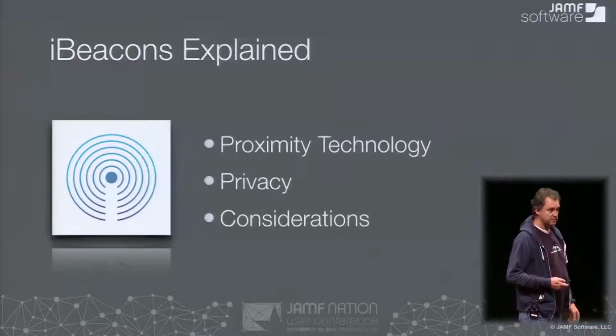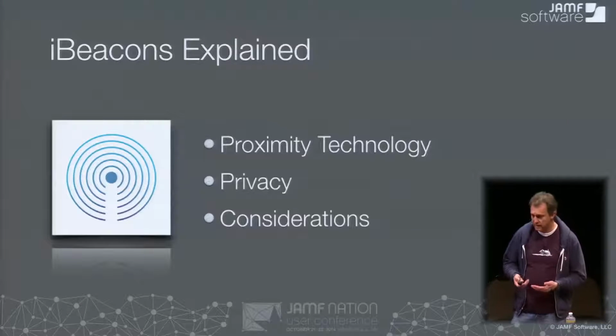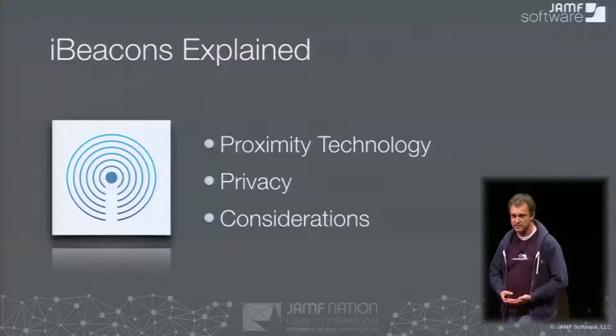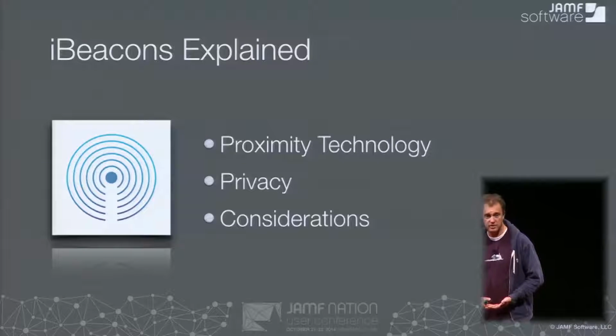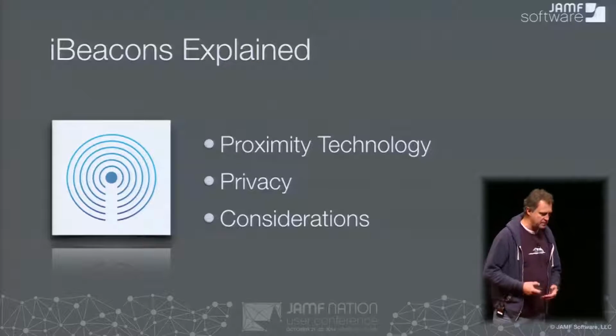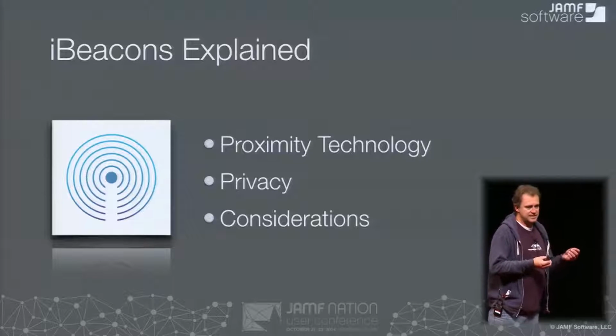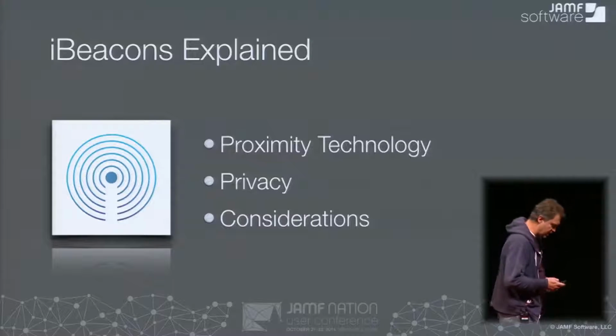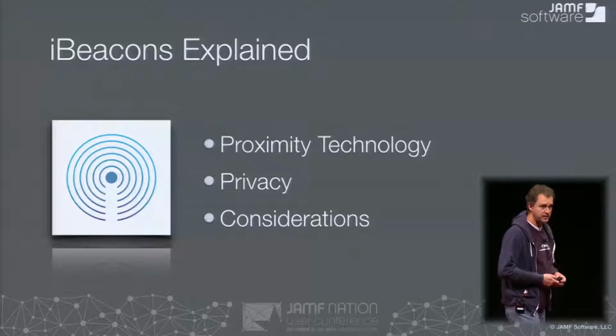So let's talk a little bit about iBeacons, the technology in general. Probably the key thing to remember about iBeacons is that it's a proximity technology, not necessarily a location technology. What do I mean by that? Well, it means that the iBeacon doesn't necessarily know where it is, but it can tell you if something's close to it or not. I want to talk a little bit about privacy.